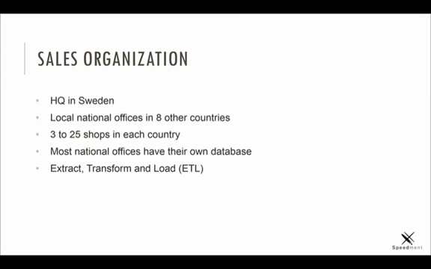So the second example is a sales organization which has its headquarters in Sweden. They have local national offices in 8 countries, and each country had in some countries more shops, in some countries not so many. And most national offices have their own database.